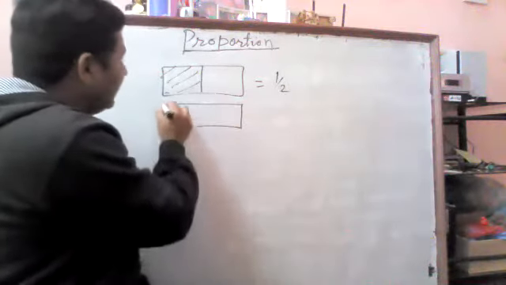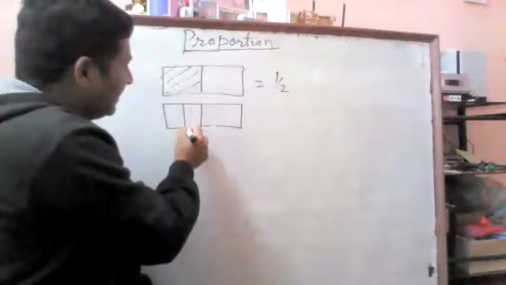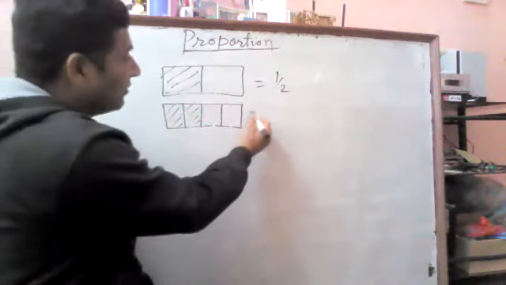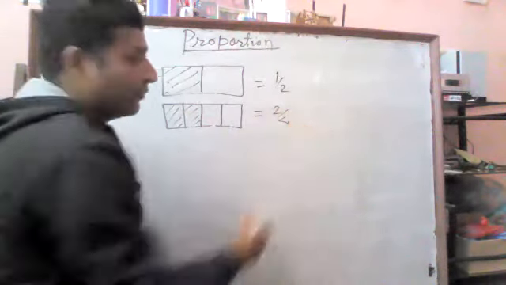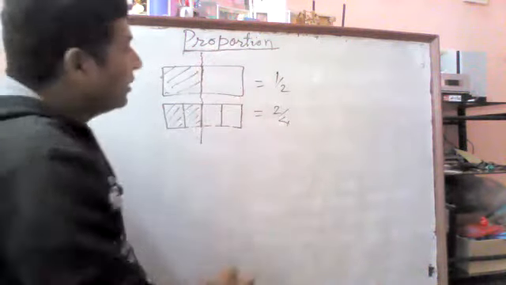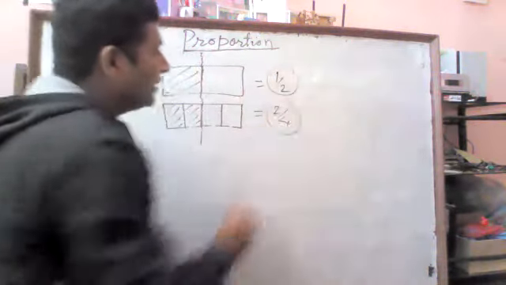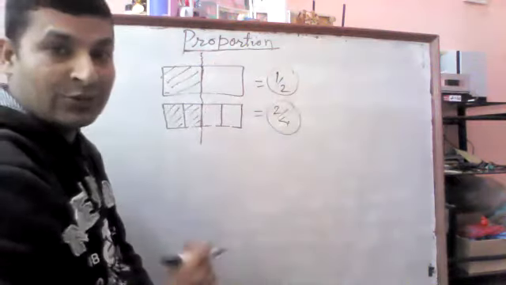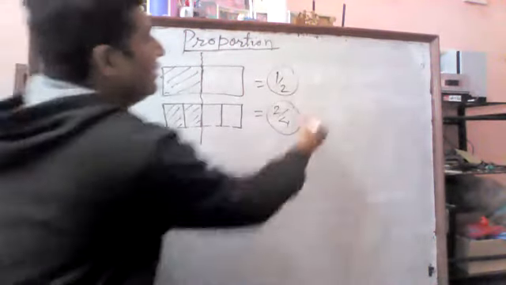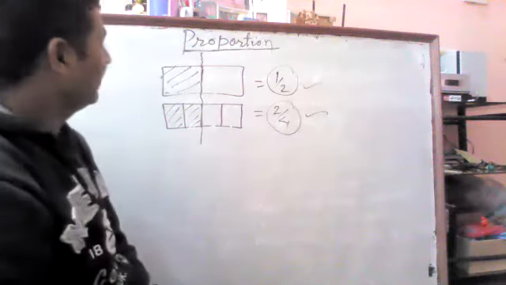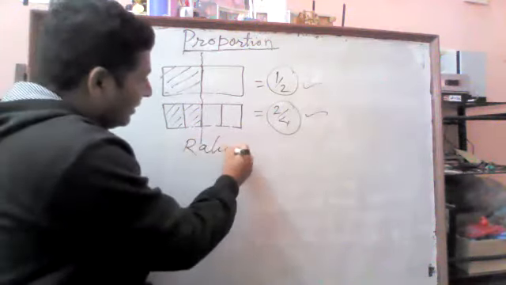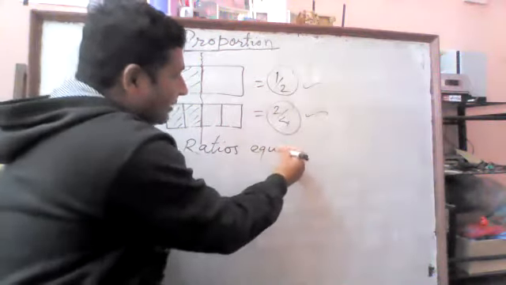Similarly, if the same bread is divided into four parts, and if we take two parts out of four parts, that is 2 by 4, but their values are the same. So if two ratios have the same value, we can say that these two ratios are equal.